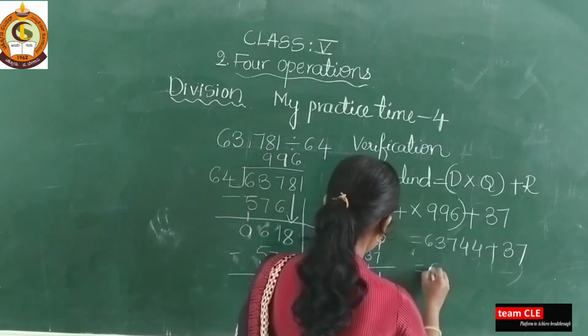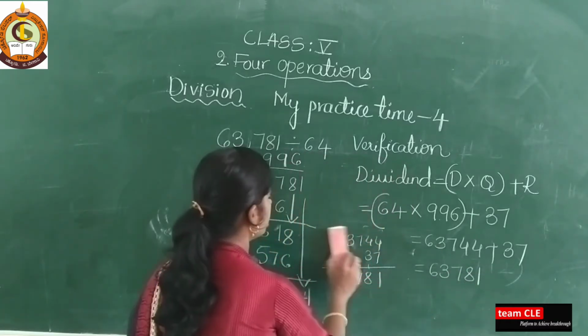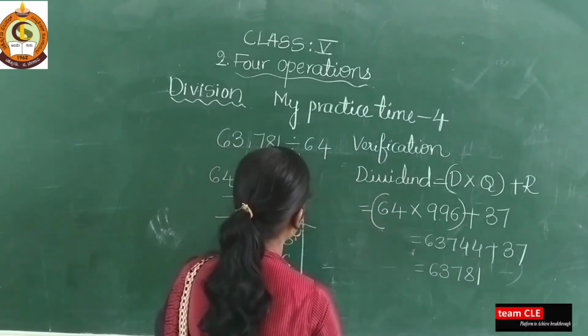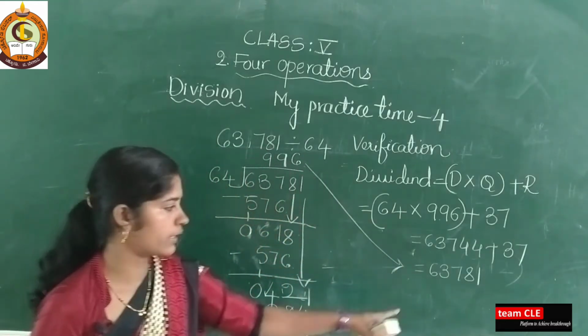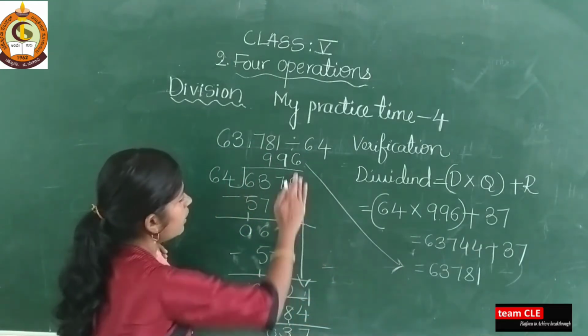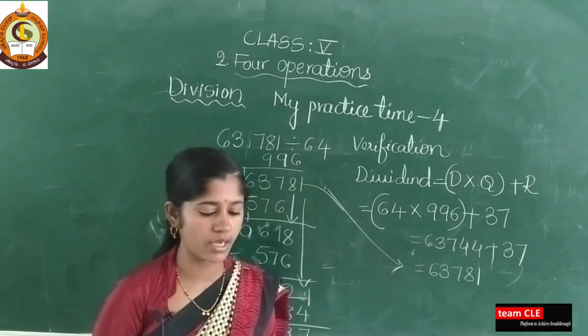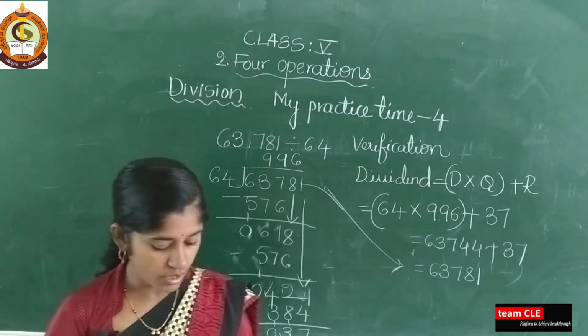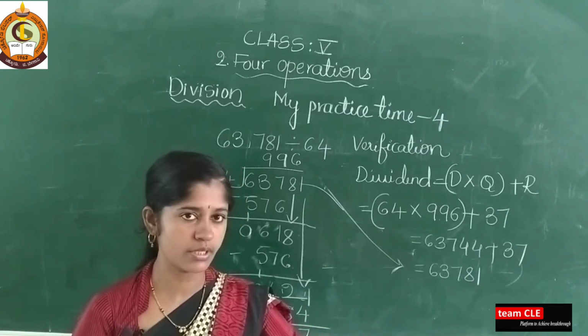So here you write 63,781. See here I got the correct answer, hence my division is correct. 63,781. Here also I got 63,781 as an answer. So hence our division is correct. Okay, here you write our division is correct.